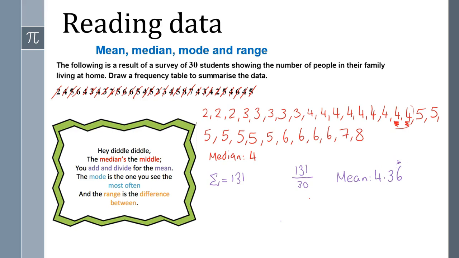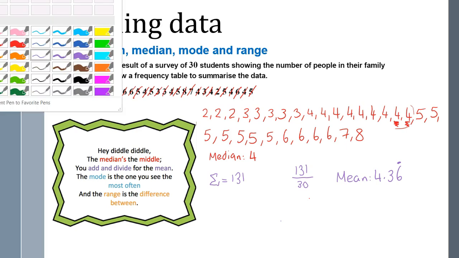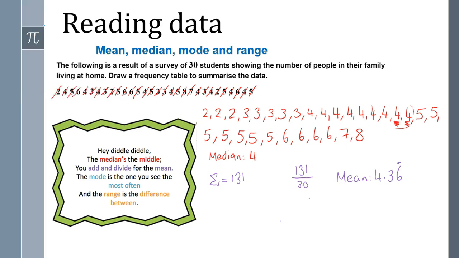Okay, the mode is the one that appears the most. Let me change pens again. The one that appears the most. So we've got 3 2s, 5 3s, and 9 4s. So the mode is going to be 4.